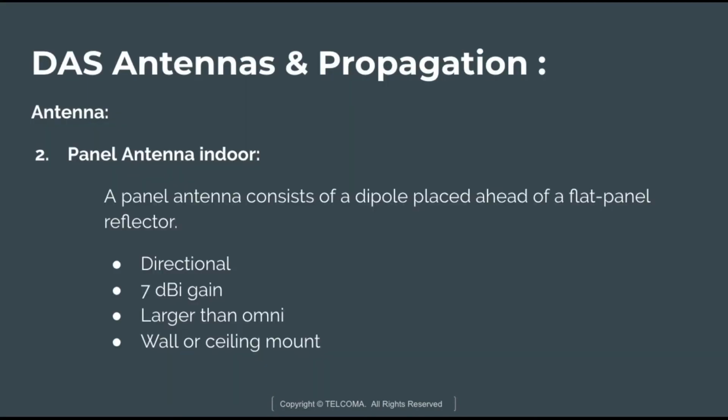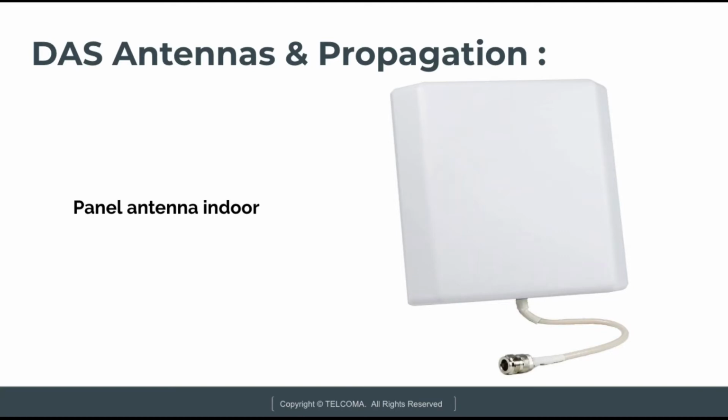Next we are going to discuss the panel antenna. A panel antenna consists of a dipole placed ahead of a flat panel reflector. It is a directional antenna with a gain of 7 dB, it is larger than the omni antenna, and it is mounted on a wall or ceiling. This diagram shows a panel antenna installed indoors.